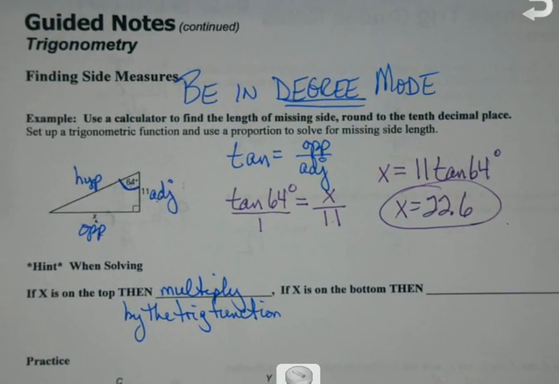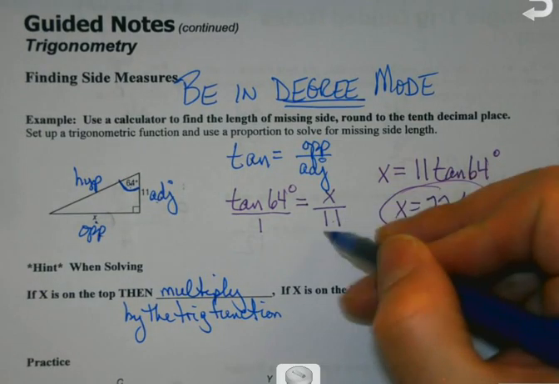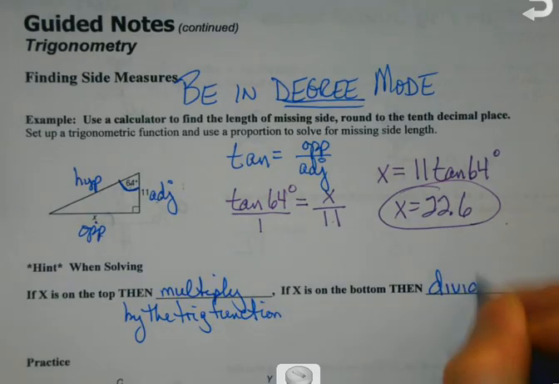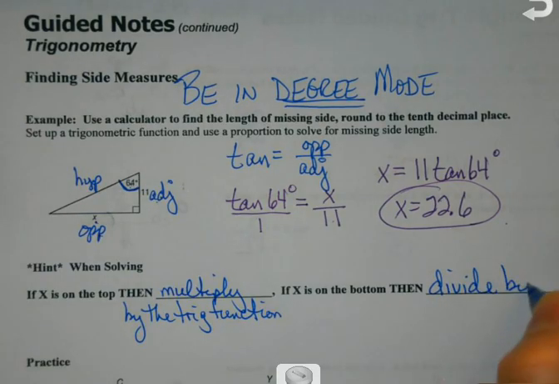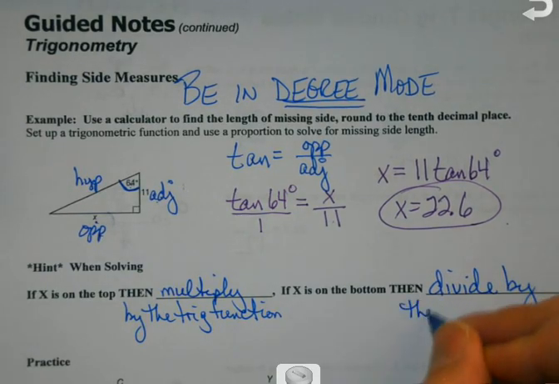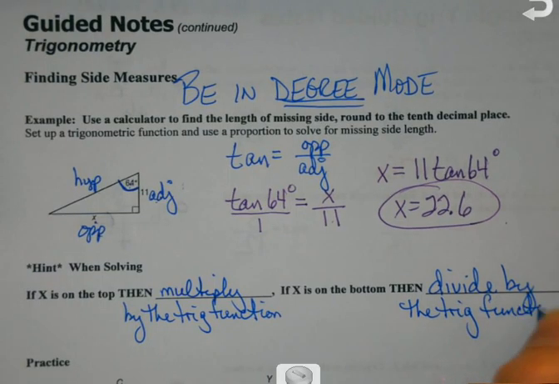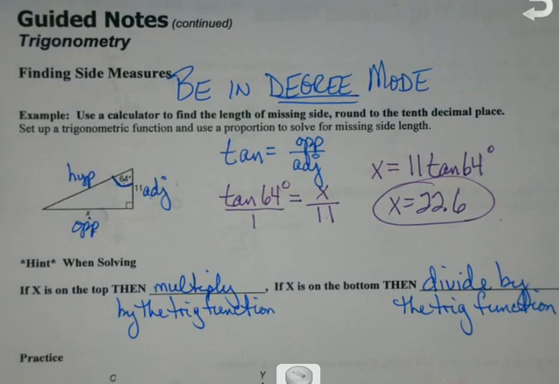If we get into a situation, and we will here momentarily, where x is on the bottom, so let's say those had been flipped around, then we're going to divide by the trig function. So instead of doing 11 times the tangent of 64, I do 11 divided by the tangent of 64. But again, I'll show you what that would look like here in a minute so you can actually see why that works that way.